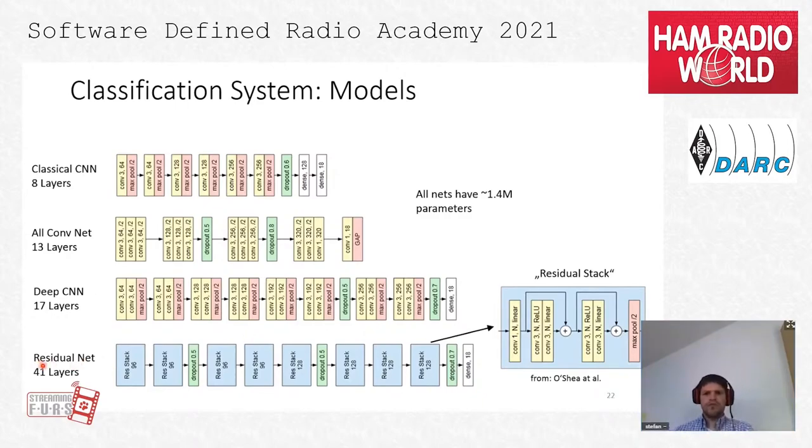The residual net is a very powerful net. It has 41 layers, and it's really hard to train such a large neural network. So researchers have come up with a technique called residual connections, that make training possible for these kinds of deep layers. And you can see the residual stack that has been introduced by O'Shea, which can be used for classifying signals. What is characteristic in this structure is that you have shortcuts here that circumvent certain layers. And that is the trick to make training more robust.